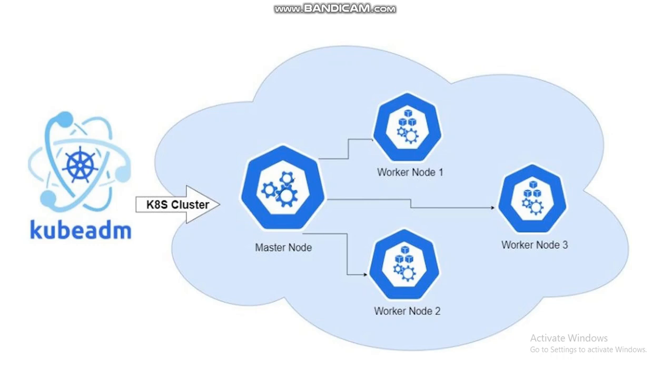So, to recap, Kubectl is your command line tool for managing the cluster. Kubelet ensures that containers are running as expected on each node, and Kubeadm helps you to set up and manage your Kubernetes cluster. Together, these tools make Kubernetes powerful, flexible, and easy to manage.